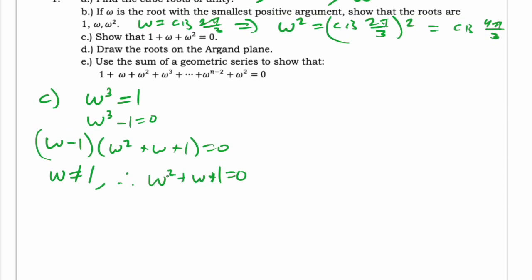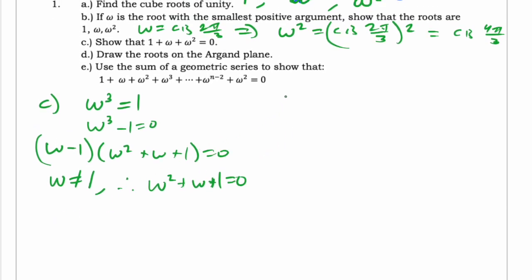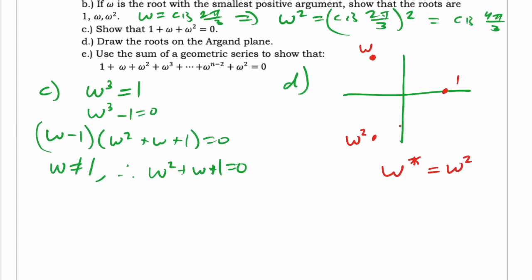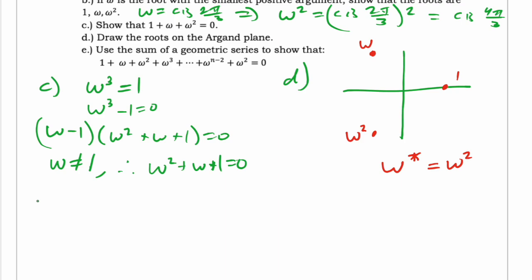Okay, part D, draw the roots on the Argand plane. Well, we already kind of did that above. The roots are always evenly spaced out. There you got 1 and 2 pi over 3, I guess right about here if I want to draw it sort of accurate. And then the other one's going to be directly down here. So notice a couple things here, like they're evenly spaced out. Also, the conjugate of omega equals omega squared. That comes up in some questions. Okay, and we'll talk about some other properties like in part E.